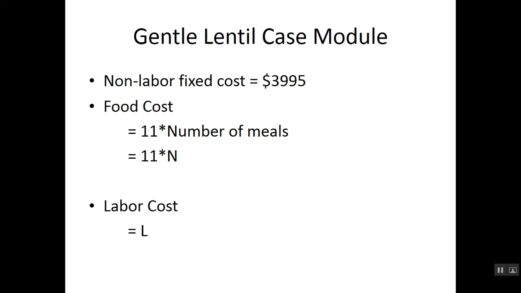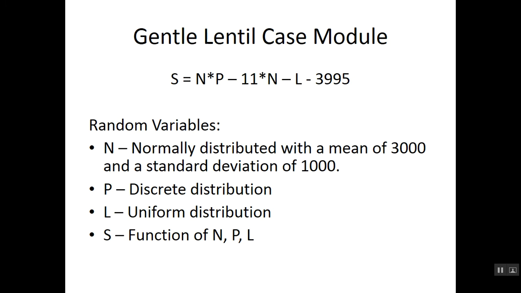So now that we know how he's going to calculate his revenue and how he's going to calculate his costs, we want to put those ideas together to calculate his salary. So his salary is going to be his revenue, or the number of meals times the price per meal, minus his costs, minus the $11 times the number of meals for the food cost, minus L, the labor costs, and minus the $3,995 non-labor costs.